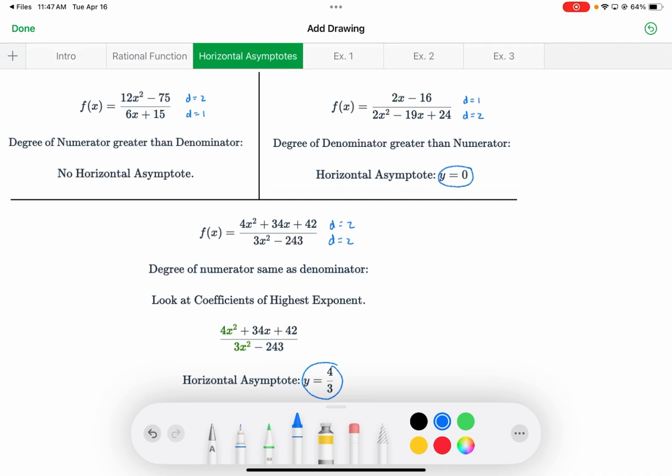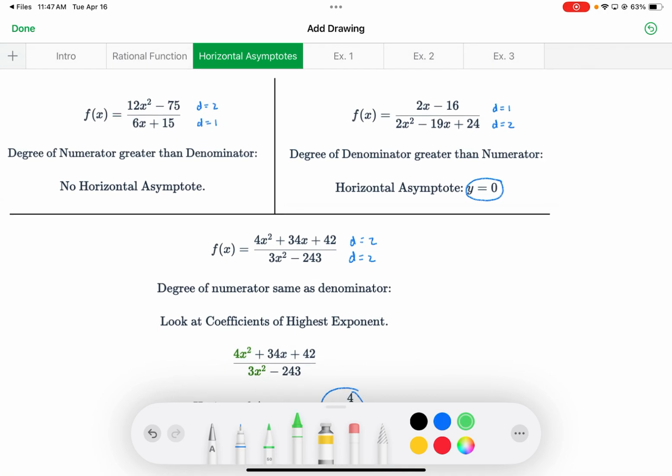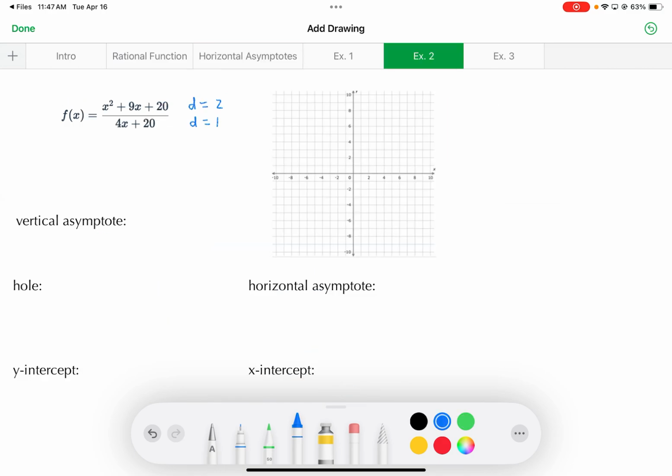So we go back and look at our horizontal asymptote rules. We are in this situation. That means there is no horizontal asymptote. So I'm just going to write none here.